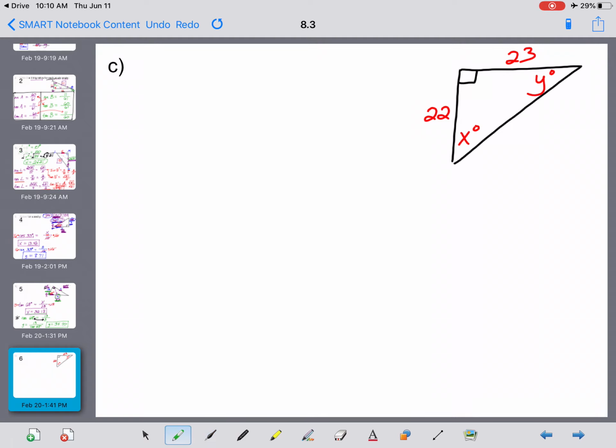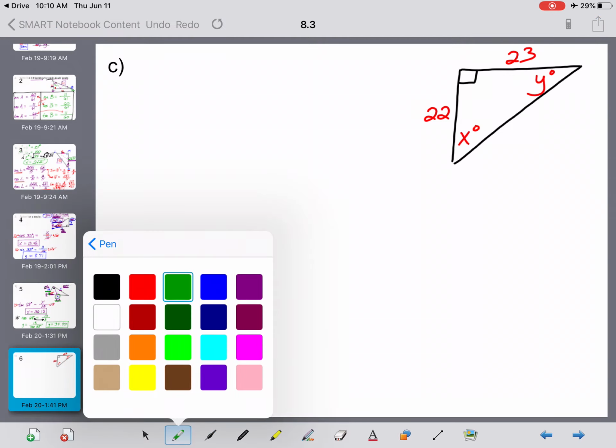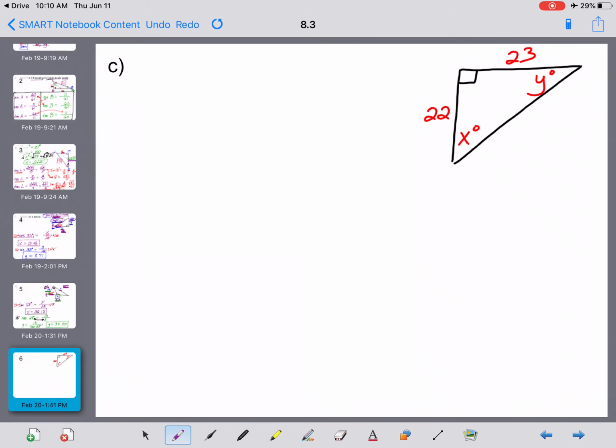All right, and one last example that we're going to do here together, and this one is significantly different from the last two. In the last two problems, you were given the measure of one side of a triangle and the measure of one acute angle, and you were asked to come up with the remaining sides. Now, you've been given the measures of two sides. The two legs of this triangle are 22 and 23, and you're being asked to come up with the measures of the angles. So let's talk about how this is different.